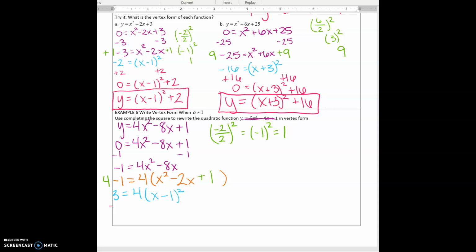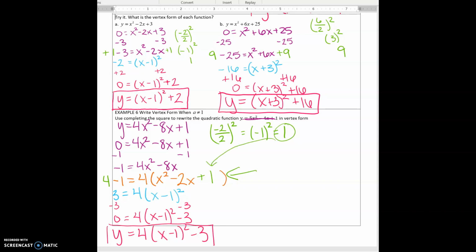And then we need to move the 3 on the other side. So now we're at 0 equals 4 times x minus 1 squared minus 3. So our vertex form would be 4 times x minus 1 squared minus 3 right here. And then that's it. So I'm going to go back really quick to this step right here. Again, we added the 1 to that side, but to the other side, we had to factor in the 4 times that 1 to get that 4 here.